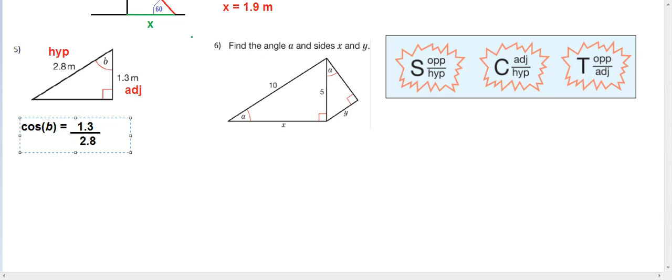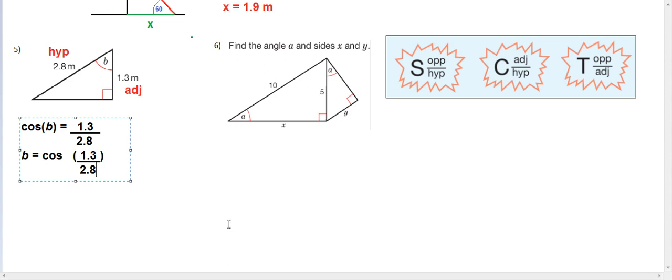Okay, now that we have this, to find out the angle B, we have to use the inverse function of cosine, right? The inverse function of cosine. Let me write this down here. 1.3 divided by 2.8.